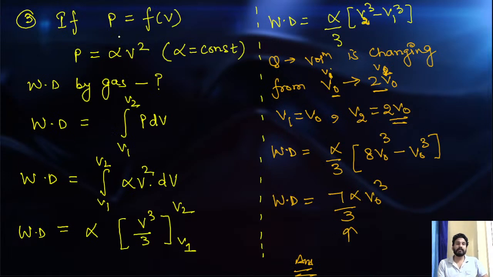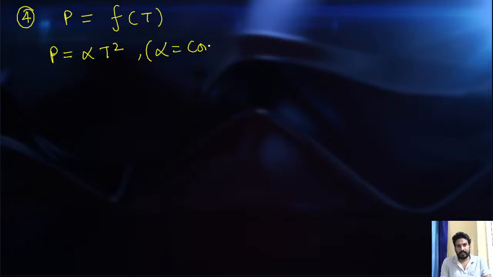Okay. So this is my third point. Now what is the fourth point? Let's suppose my pressure is a function of temperature. My third point was if my pressure is a function of volume. Now let's suppose P is equal to alpha T square, and here the same alpha is any constant quantity.